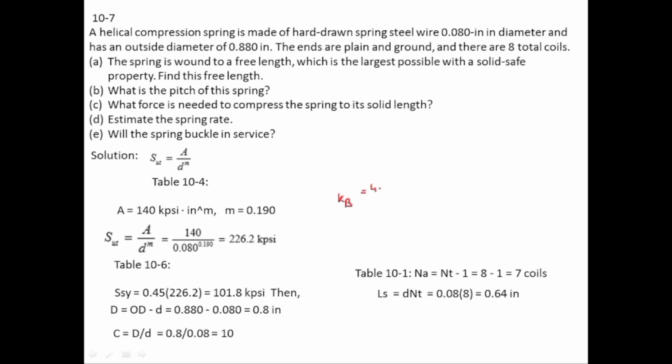Now KB is equal to (4C plus 2) divided by (4C minus 3). C is equal to 10, so KB is equal to 42 divided by 37. That will give you 1.135. Tau is equal to KB into 8FD divided by pi d cubed. This d cubed is the wire diameter cubed. So now replace tau with tau s and F with Fs.